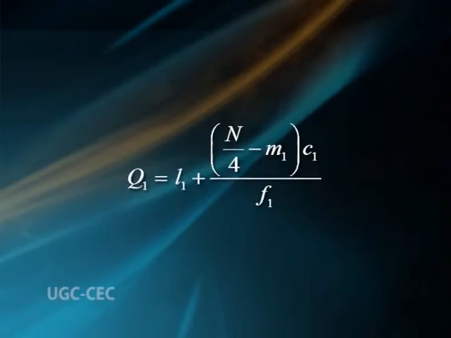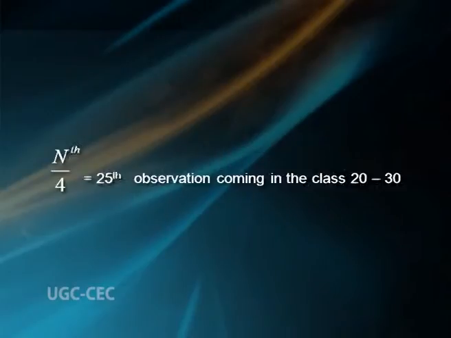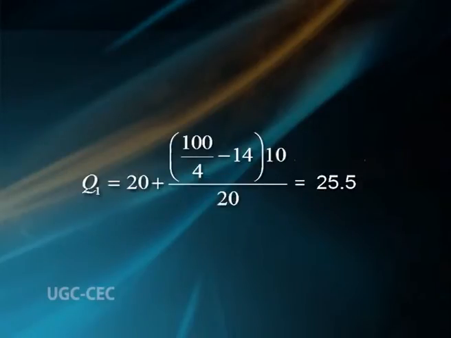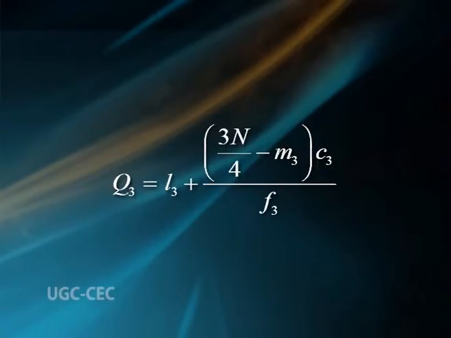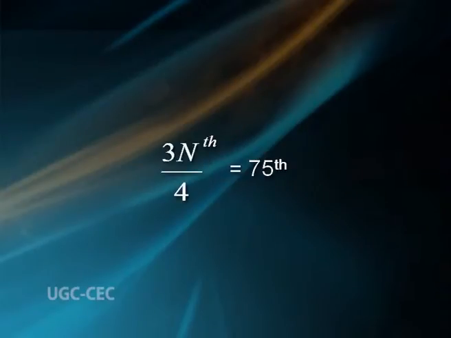First quartile Q1 equal to L1 plus (n by 4 minus M1) into C1 divided by F1. The n by 4th, that is 25th observation coming in the class 20 to 30, then Q1 equal to 20 plus (100 by 4 minus 14) into 10 divided by 20, that is equal to 25.5. Third quartile Q3 equal to L3 plus (3n by 4 minus M3) into C3 by F3. The 3n by 4th, that is 75th observation coming in the class 40 to 50.